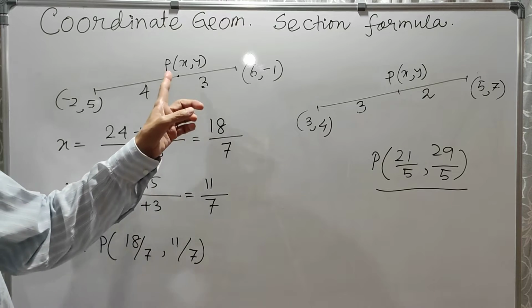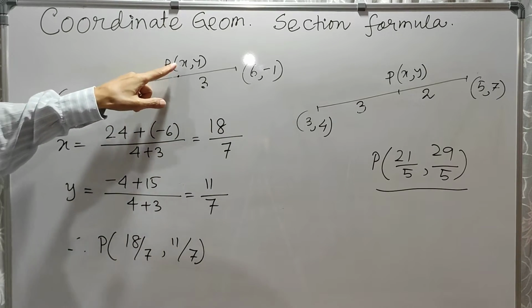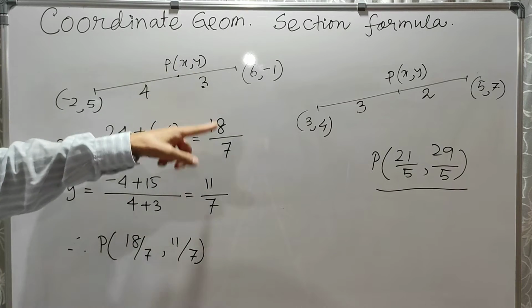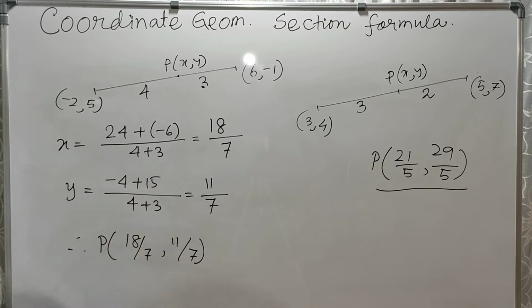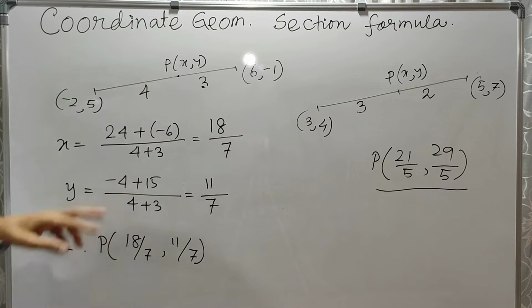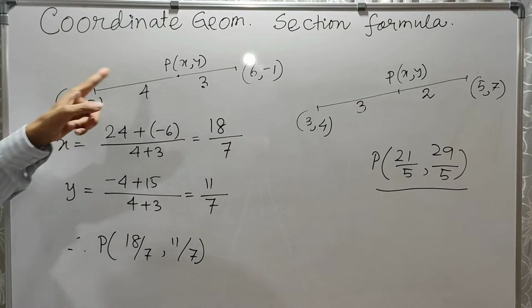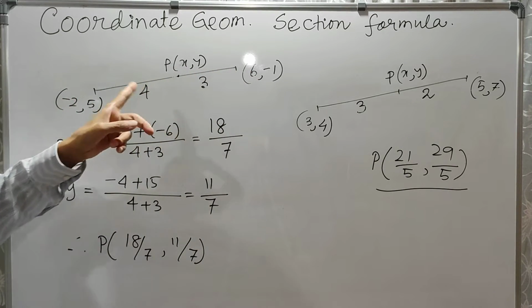So we have found the coordinates of this one. So coordinates of P what? X value this one, Y value this. So coordinates of P will be 18 by 7, then 11 by 7. So we have used section formula to find the coordinates of a point which divides a certain line joining two certain points in a given ratio.